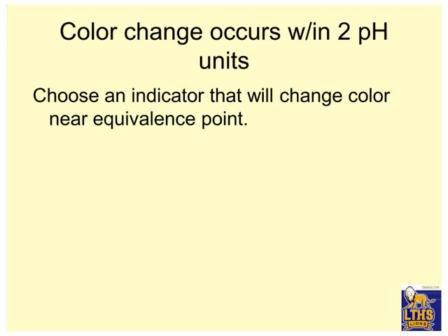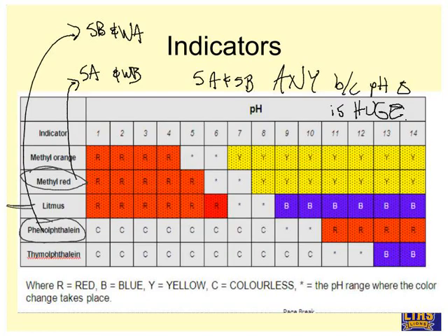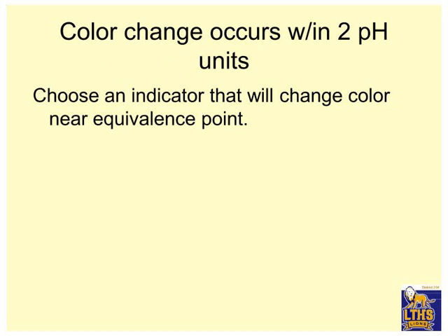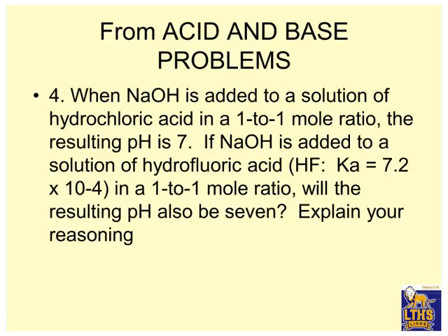Color change occurs within 2 pH units. Choose an indicator that will change color near the equivalence point. So on these guys right here, see how this would come through? We'll learn how to calculate the equivalence point, the pH at equivalence, next time. Next unit. Ooh, we're almost done, from acid and base problems.